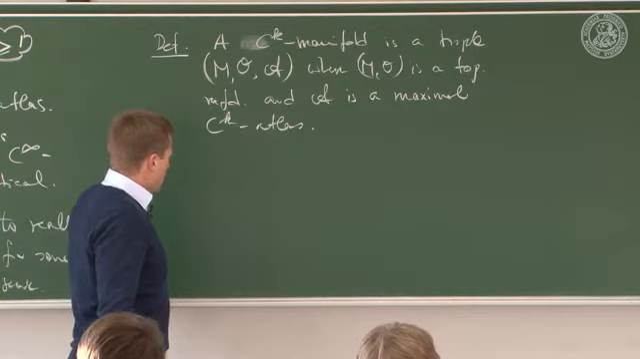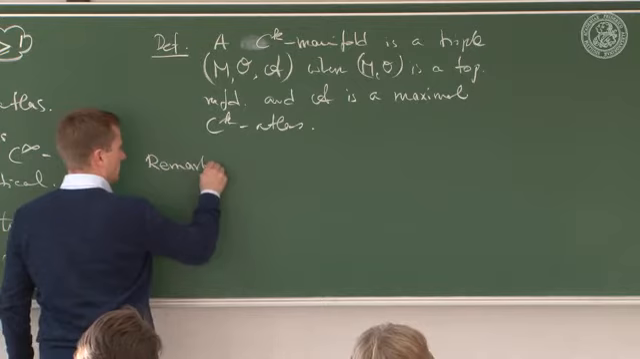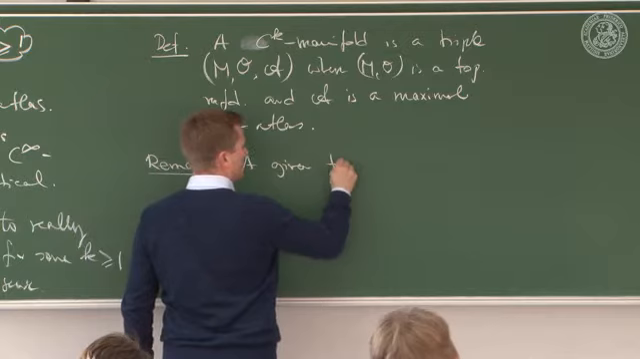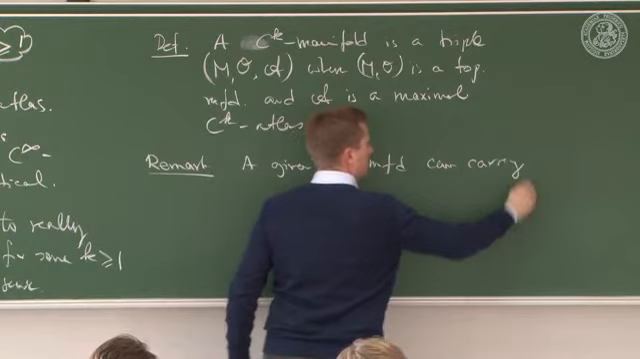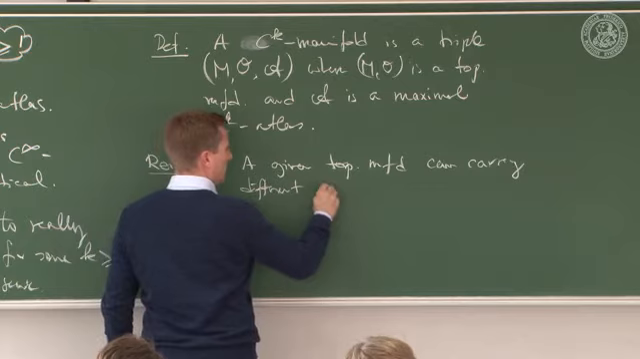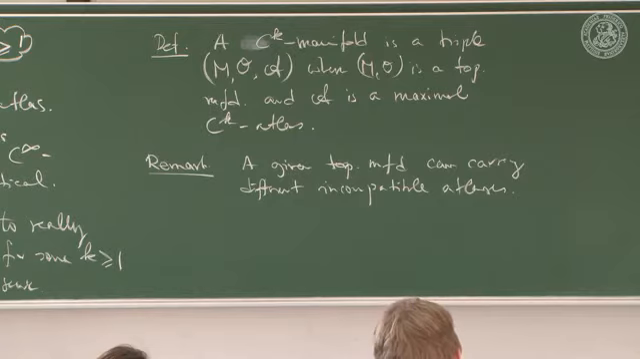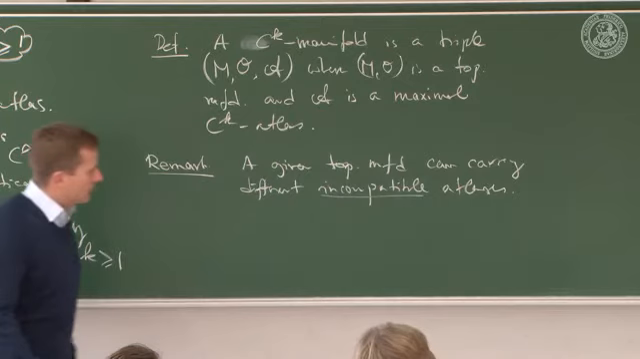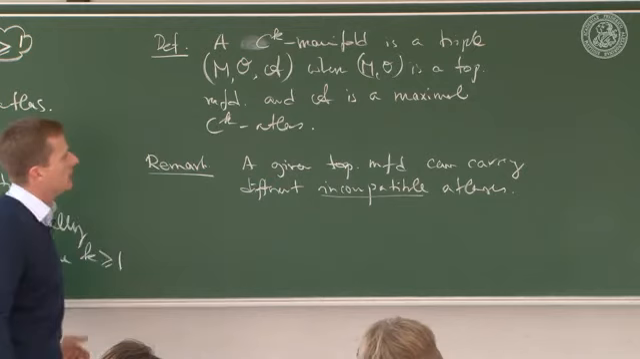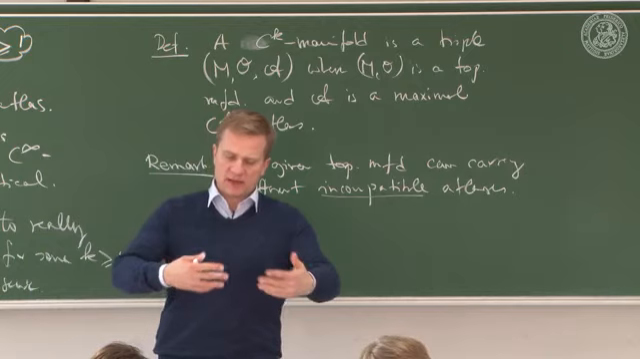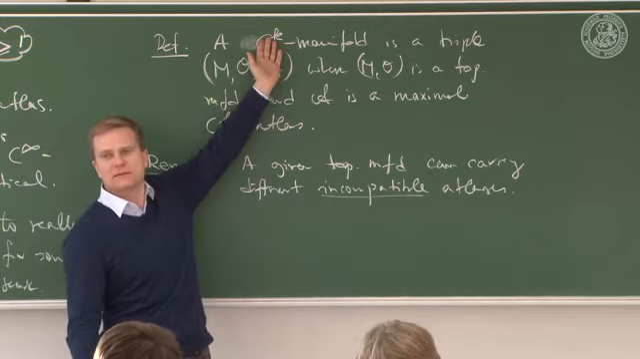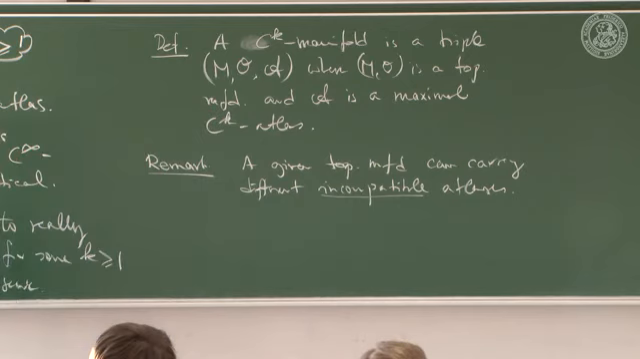Okay, remark. A given topological manifold can carry different incompatible atlases. Now, I only define compatibility of charts, but it's pretty clear what I mean by an incompatible atlas. Technically, two atlases are compatible if their union is again an atlas of the same type. Or you could say you take two atlases, and if between any two charts from these atlases you have compatible maps of the compatibility type C^k, then the atlases are compatible. But any given topological manifold can carry different incompatible atlases.